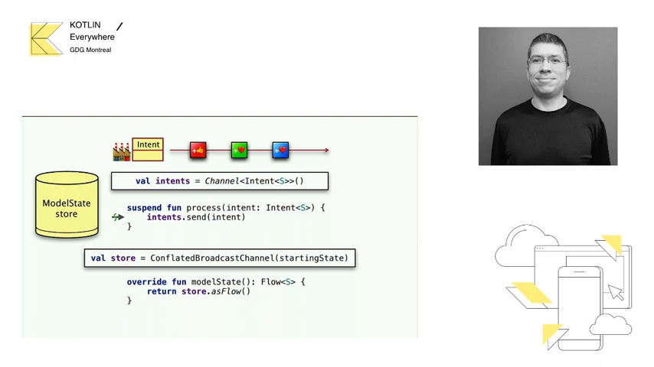We've done it. So the last thing to notice here is that you can take that conflated broadcast channel that we call store and call the function asFlow on it. We're back into sort of known territory. So this gives us our flow that we will be able to collect on and subscribe to later and listen in on. Cool.